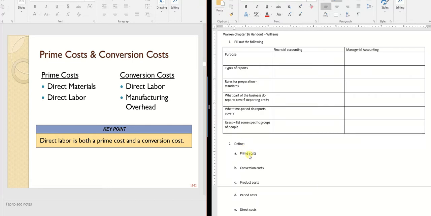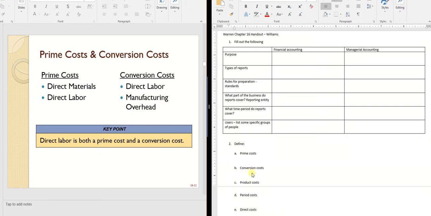But sometimes problems ask for prime costs. So again, like sports, if you were going to say field goal, okay, we need to understand what that means, and it differs between basketball and football, certainly. But there are a lot of things that you just need to know the lingo. And that's really all it is, so you can communicate. So prime costs are direct materials, direct labor. Conversion costs are direct labor and manufacturing overhead.